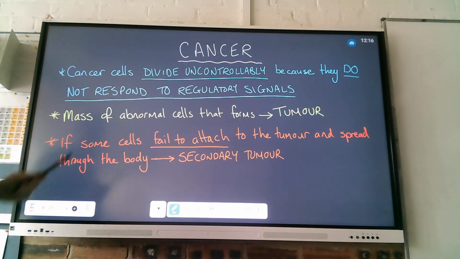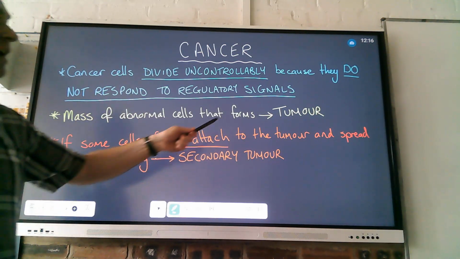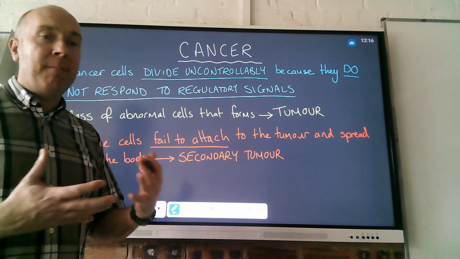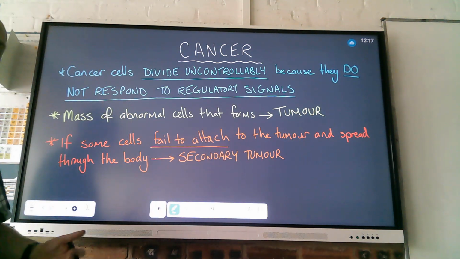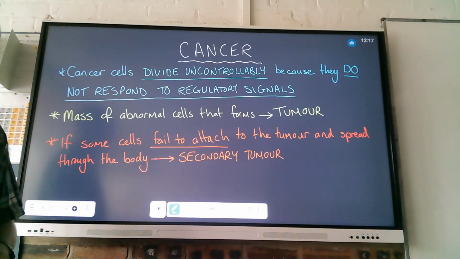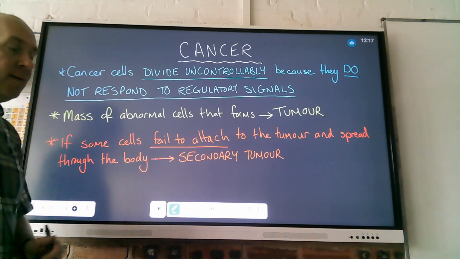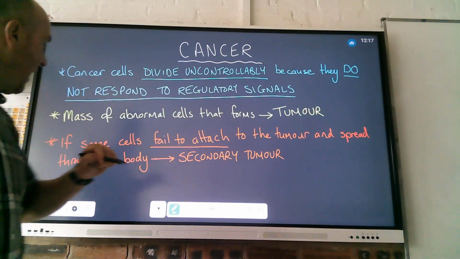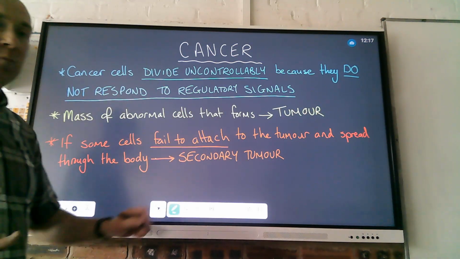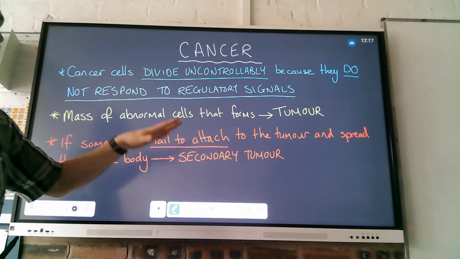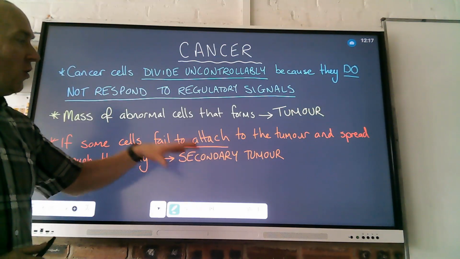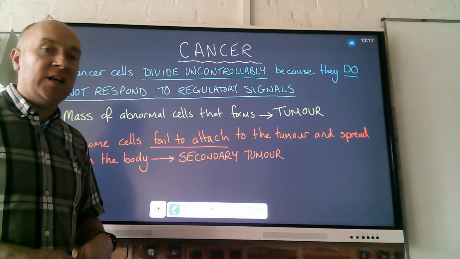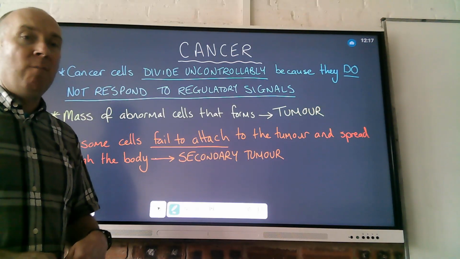What forms then is a mass of these abnormal cells. It's called a tumour. You'll have heard of the word tumour before, but a tumour is a mass of abnormal cells, all of them cancerous, forming because of this uncontrolled division. And then finally, if some cells fail to attach to the tumour and spread through the body, that forms what we call a secondary tumour, which arguably is more dangerous, because as soon as cancer starts to spread through the body, it's much more difficult to treat and much more difficult to remove.